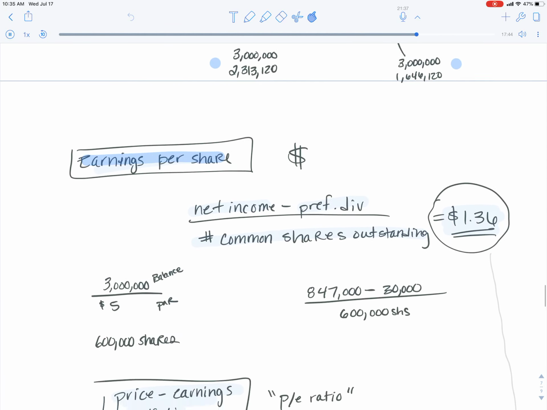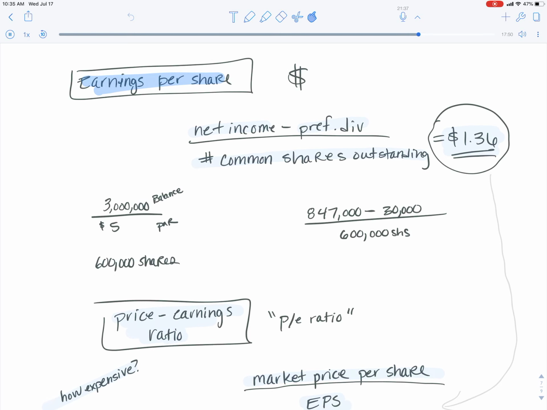Earnings per share. Our numerator is going to be the same. So we're going to take net income divided by preferred dividends. This one should look really familiar because we did it a few chapters ago. And you're going to divide it by the number of common shares outstanding. So the denominator is not a balance, it's a number of shares outstanding. And that's going to be a dollar amount for your answer.